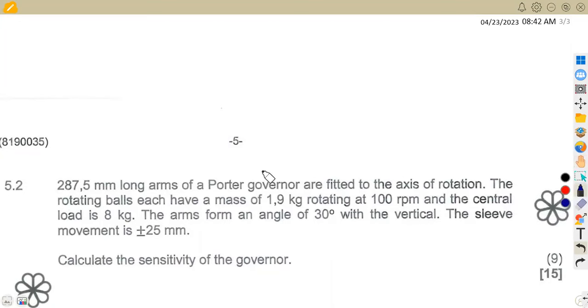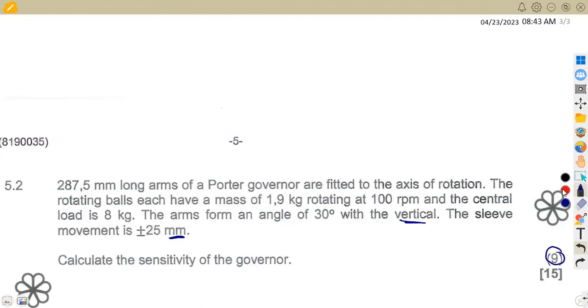287.5 millimeter long arms of a porter governor are fitted to the axis of rotation. The rotating balls each have a mass of 1.9 kgs, rotating at 100 revs per minute. And the central load is 8 kgs. The arms form an angle of 30 degrees with the vertical. The sleeve movement is plus or minus 25 millimeters. Calculate the sensitivity of the governor. That was 9 marks, which is a lot in an exam.